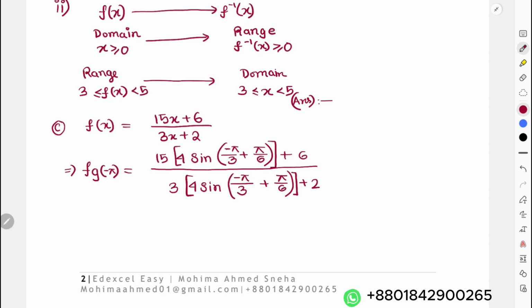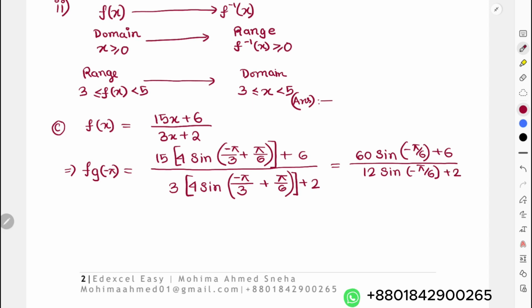Now you can just clearly take everything like this into your calculator to get the value for this. Or if you want, you can obviously simplify this. For example, make sure that your calculator is in radian mode and never in degree mode whenever you're working with the sine function with pi values. This one becomes negative pi by 6, and 15 times 4 gives you 60. So you get 60 sine of negative pi by 6 plus 6, and divided by 3 multiplied with 4 gives you 12. So you get 12 sine of negative pi by 6 plus 2.